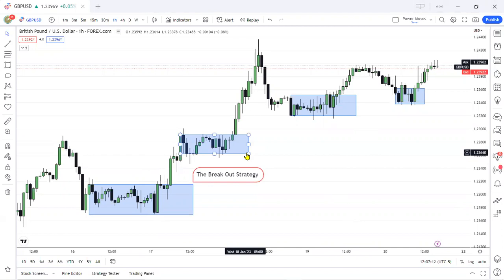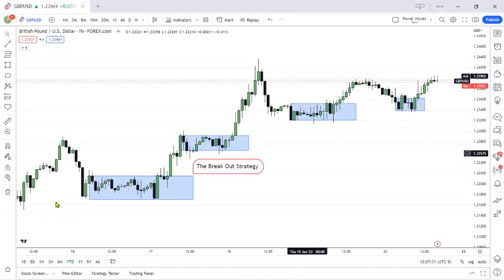One of the great things about consolidations is this. There's going to be a breakout eventually, right? Whether it's going to be a breakout to the upside or a breakout to the downside. But one thing you'll notice is that if you're in an uptrend, right? Because if you look at this chart, you'll notice that it's in an uptrend.